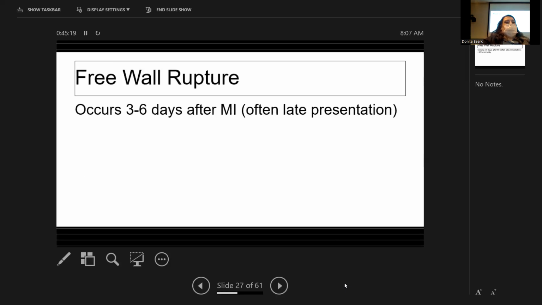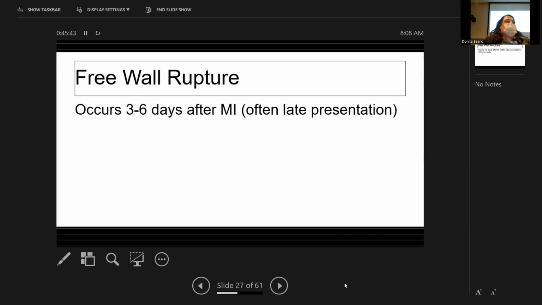Free wall rupture is a disastrous complication. So this is what you call a late complication of MI. It occurs about 3 to 6 days after MI, and you'll have a patient that's kind of doing okay, and then boom, they just code. And it is rarely survivable because it's very hard to pick up that that's what happened.